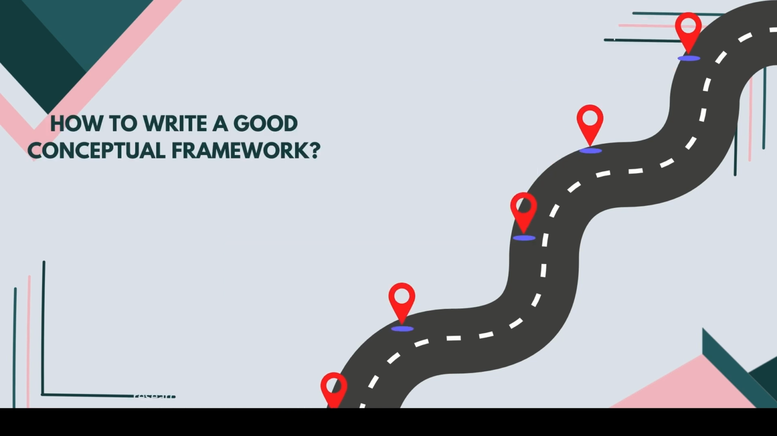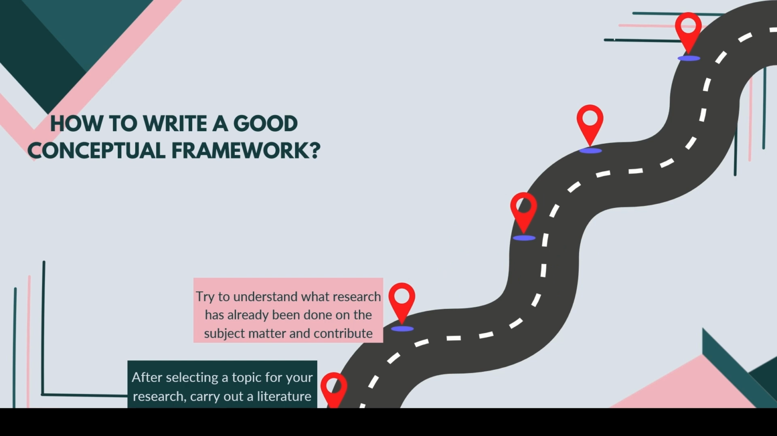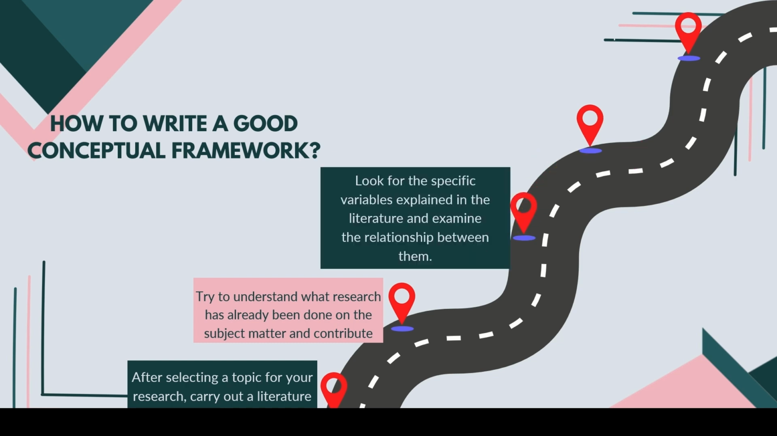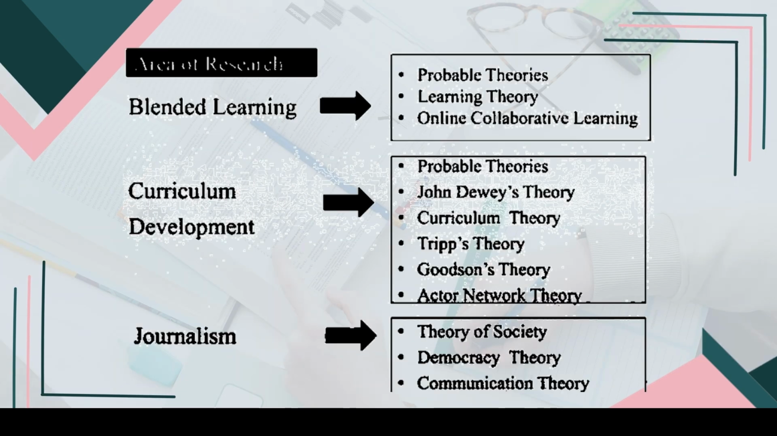Then next one is how to write a good conceptual framework. First, after selecting a topic for your research, carry out a literature review. Then try to understand what research has already been done on the subject matter and contribute. Then, look for the specific variables explained in the literature and examine the relationship between them. Ensure your thesis contributes and fills in a gap in knowledge. And lastly, create your conceptual framework.